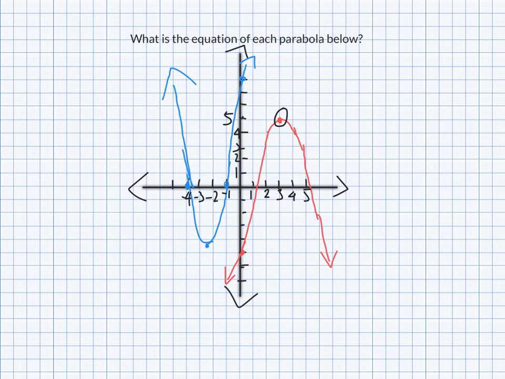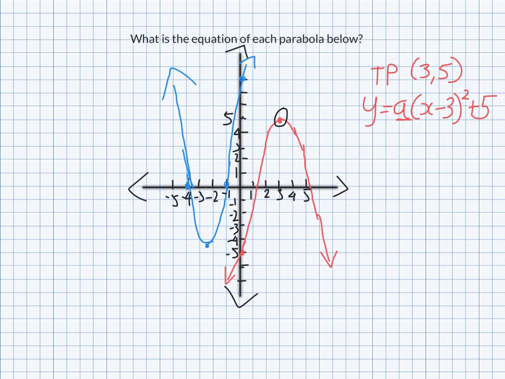So if you know the turning point, I can find the equation pretty easily because of what I said before about turning point form. So the turning point of the red parabola being 3, 5, remember, that means the equation will be in the form a times x minus the x coordinate of the turning point squared plus the y coordinate. So this is what the equation is going to look like. I just need to find what a is.